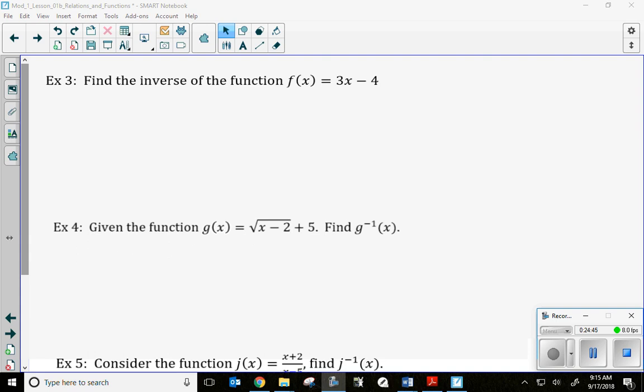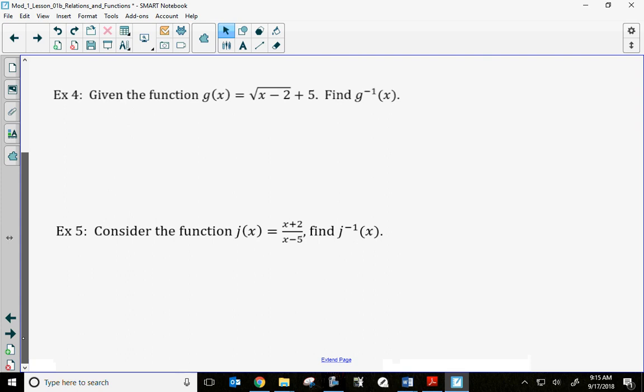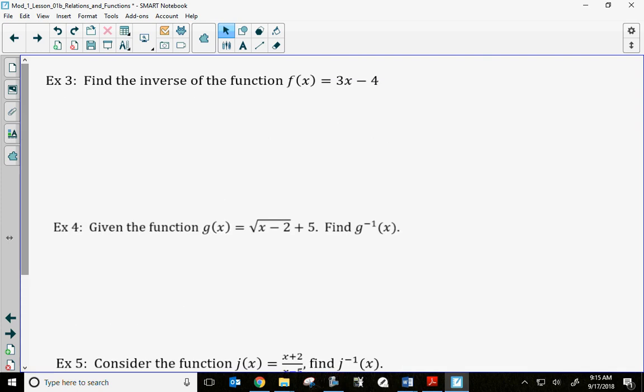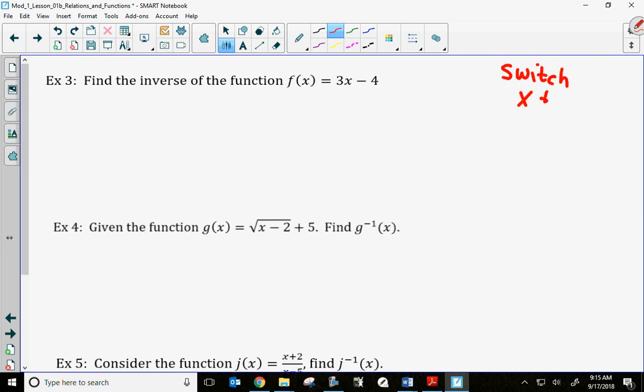Here, for examples 3, 4, 5, well, there's no 6. The next 3 examples, we actually need to come up with the equation of the inverse if we only have the equation of the original function. And it's real easy. It falls right in line with everything we've been doing. All right? What do we know about a function and its inverse? All we do, even with the domain and range, we switch the x and the y. We're going to do the same thing here. Nothing's going to change there.